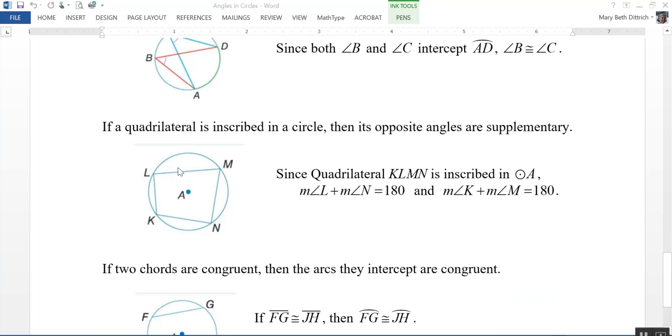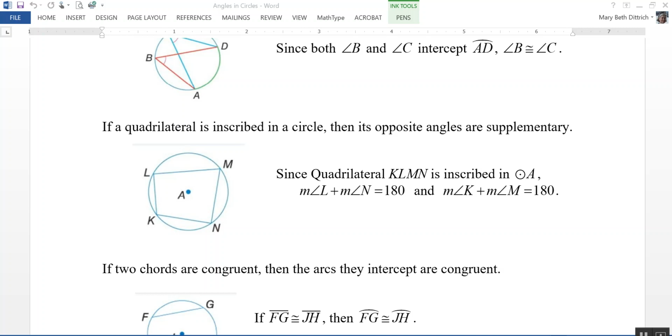If a quadrilateral is inscribed in a circle, then its opposite angles are supplementary. Here we have quadrilateral KLMN, and it's inscribed in circle A. That means that all four of its vertices are on the circle. This theorem says that opposite angles are supplementary. So the measure of angle L plus the measure of angle N, since those are opposite each other, equals 180. And the measure of angle K plus the measure of angle M also equals 180.